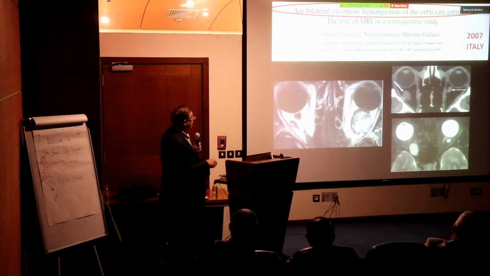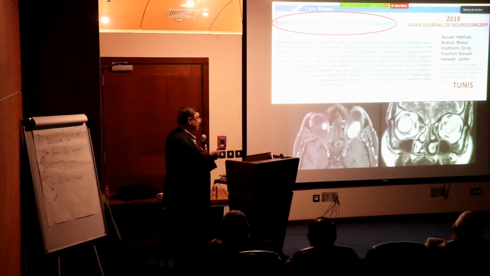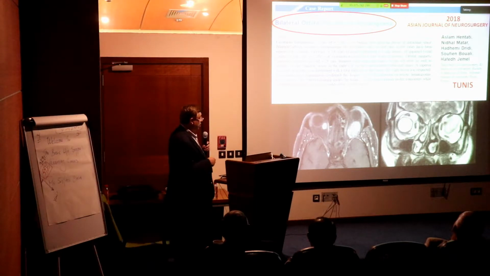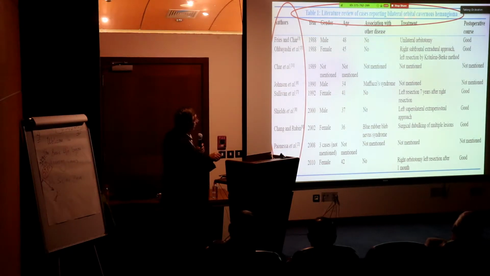Can they be bilateral? Yes. It asks, do bilateral cavernomas exist? Are they real? Yes, they are. So they show these cases of bilateral cavernous meningiomas or cavernomas. Bilateral orbital cavernous meningioma, still using the old name. This is published in the Asian Journal in Tunisia. Tunis and Morocco are active in publication, far more than Egypt and Libya and others. So they put the literature where they have bilateral orbital cavernomas, the authors and the cases. So bilateral cavernomas do exist.